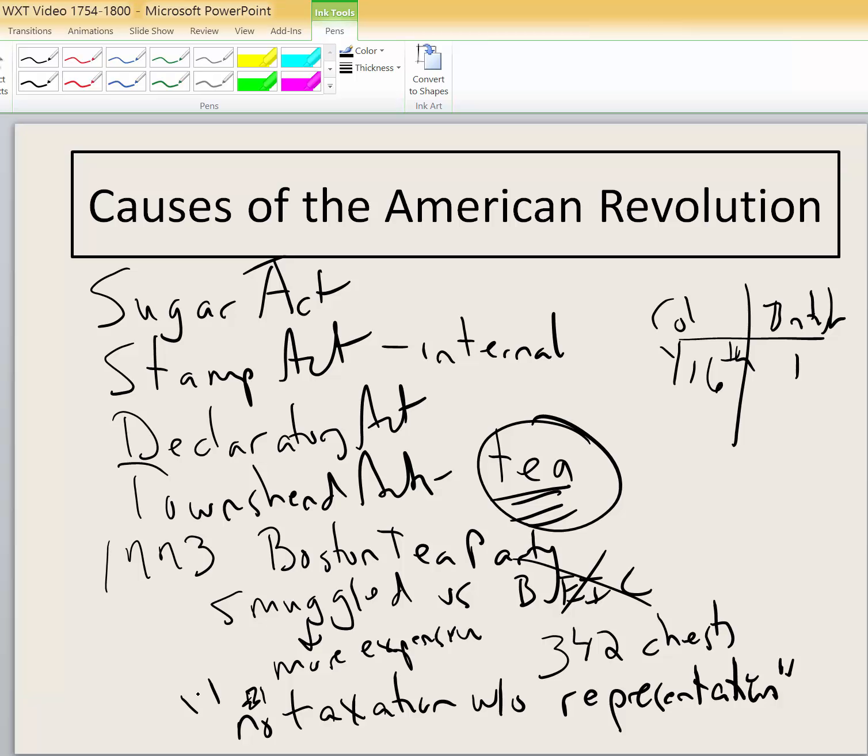Again, we are focusing more just on the economic significance of the revolution, and that's why I focused on the various taxes that were imposed on them and the Boston Tea Party.